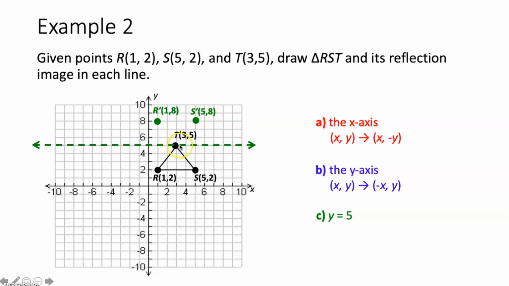Then T. T is on the line of reflection. So all we do then is we just put T prime exactly where T is. If something is on the line of reflection, it doesn't reflect. There's nowhere to put it, so it just reflects on itself. Therefore, our new triangle, our image of triangle RST, after it's been reflected in the line y equals 5 or over the line y equals 5, is triangle R prime S prime T prime.